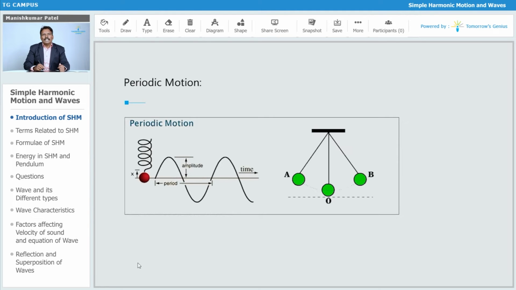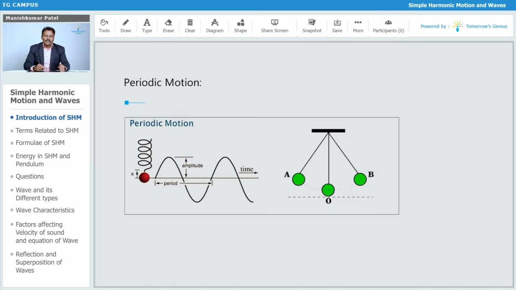So when I say periodic motion, I'm considering that simple harmonic motion is nothing but periodic motion. In periodic motion, the object performs the same motion after a definite interval of time. That motion we are going to call a periodic motion.